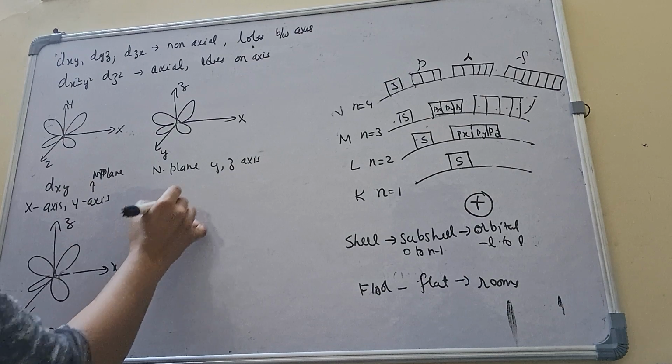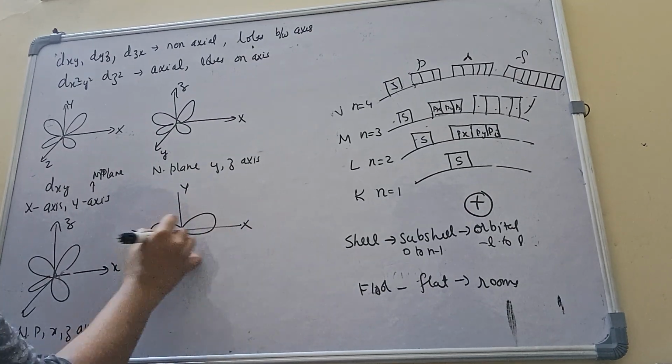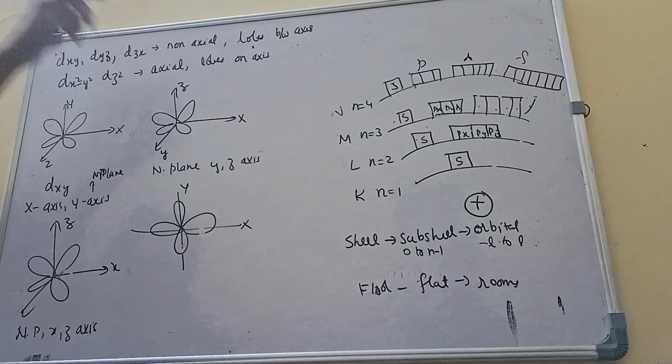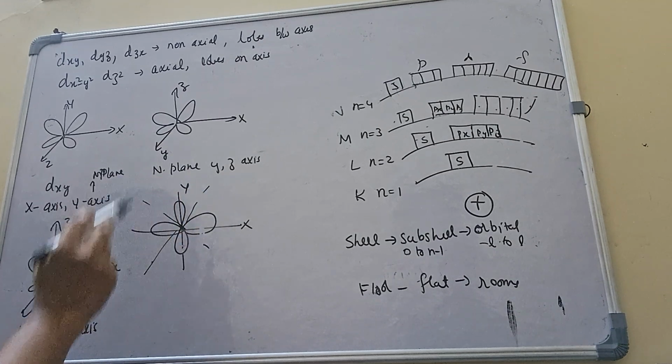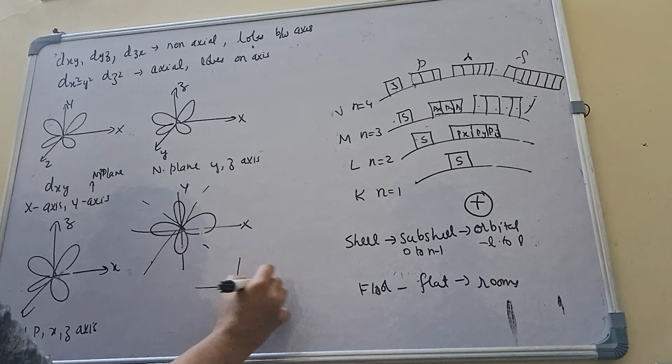Let's talk about axial. What will be the shape of this? This is x and this is y. This is how the shape is for dx square minus y square. Right? So the lobes are on the axis. And at last, this has two nodal planes. You can cut one here and one here. And the last is dz square. And dz square looks like this.